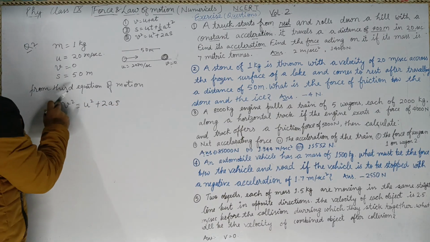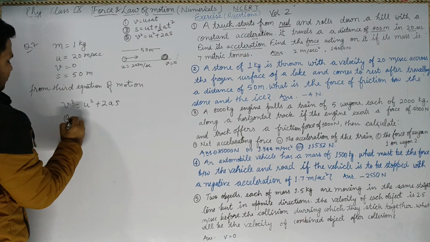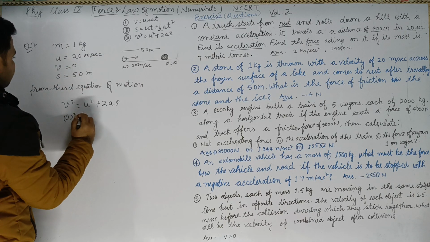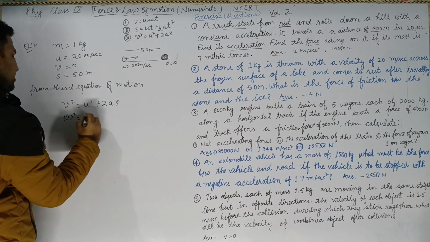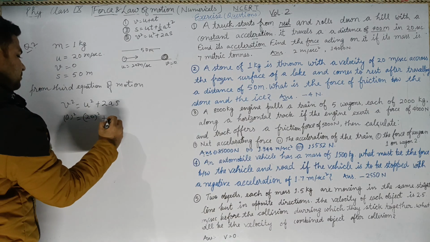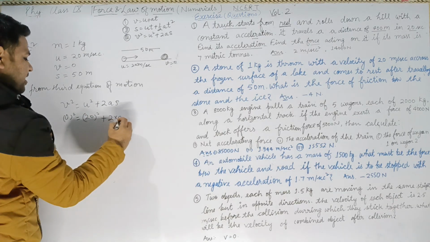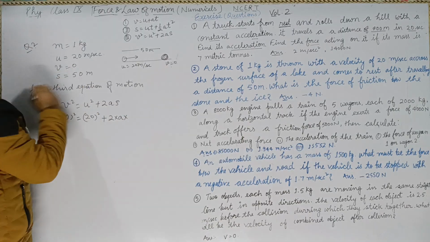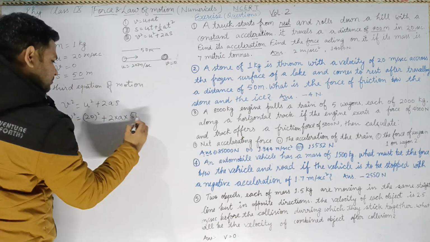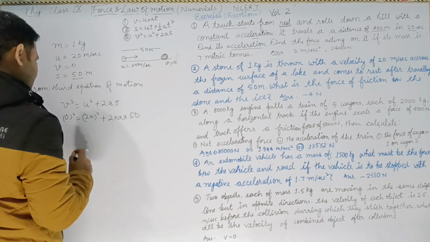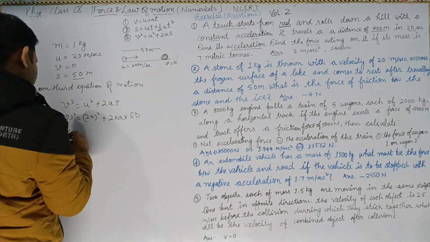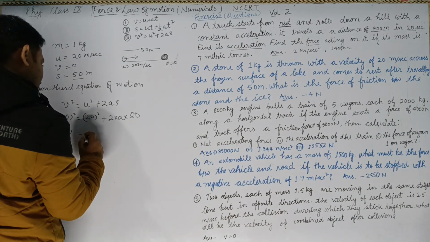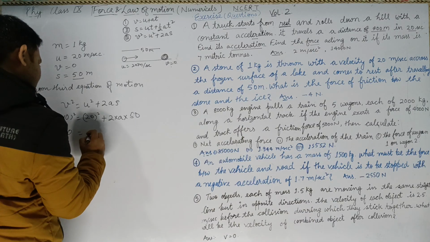Put in the values. Final velocity is 0, so 0 square. Initial velocity is 20, so 20 square, plus 2 into a into s, and s is given as 50 meters. Calculate: 0 equals 20 square, and 20 square is 20 into 20.